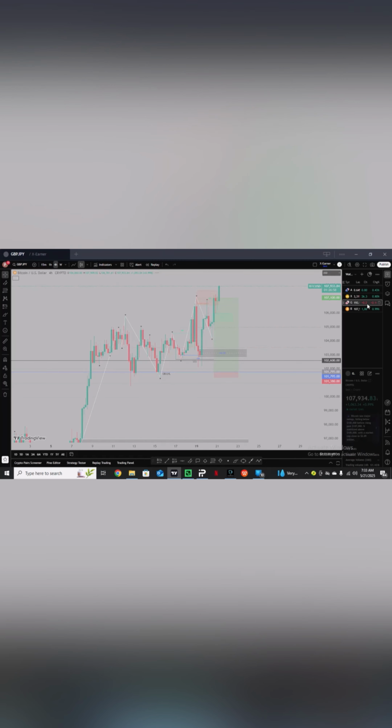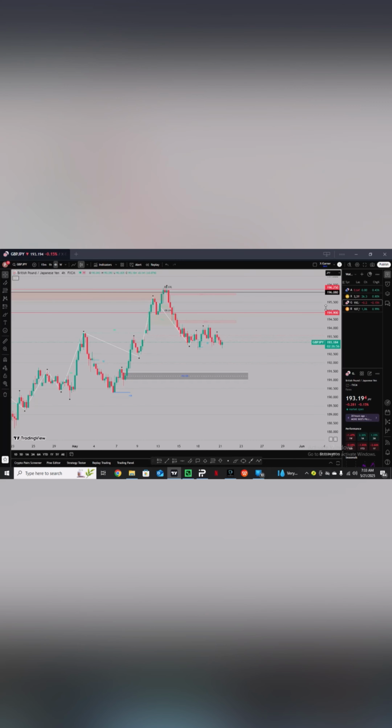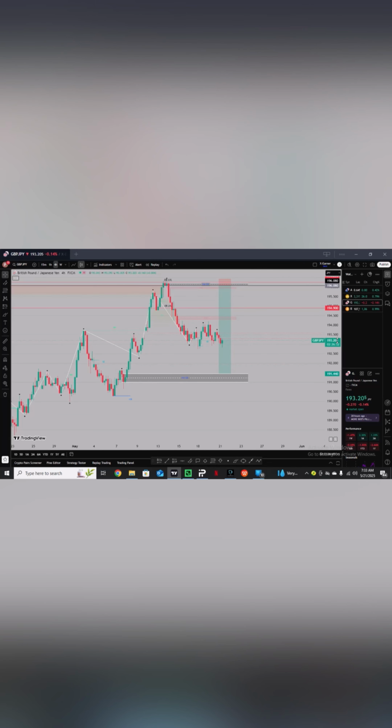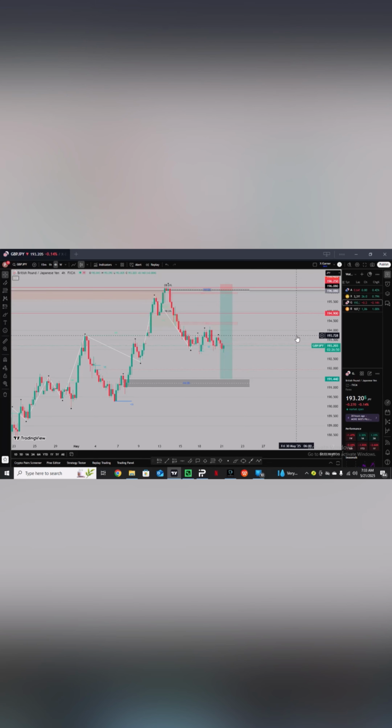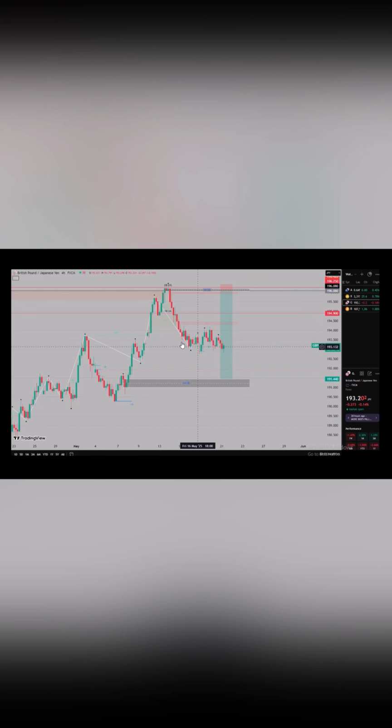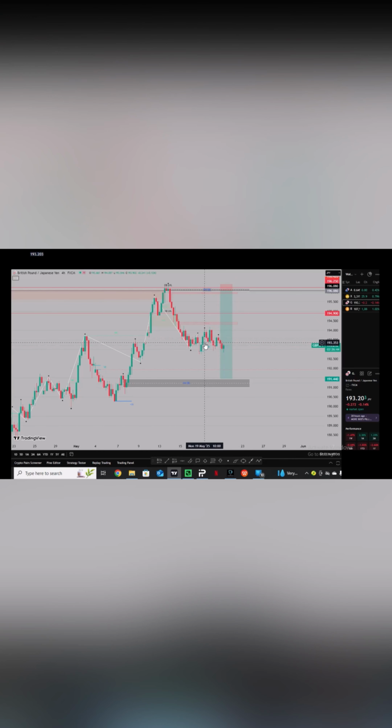Looking at GBP JPY, GBP is doing a whole lot of mess right here. Since last week, I think it has been consolidating around this zone with no real movement, no push, no liquidity grab. Let's just wait and see how it's going to play out. That's just the thing here in trading.